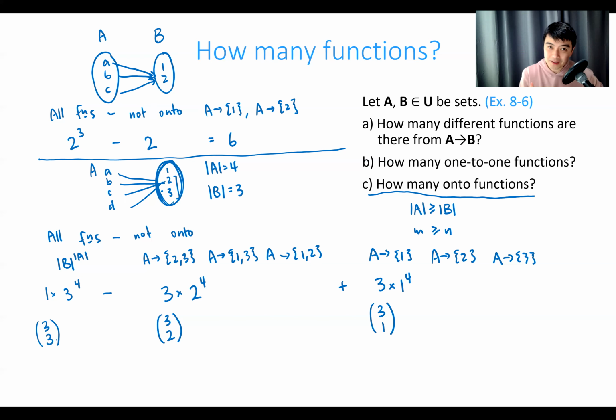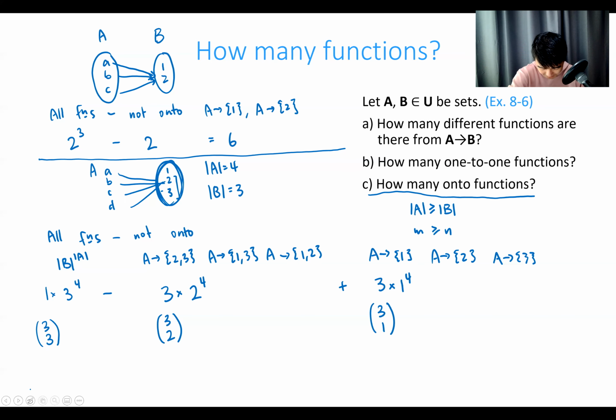If you really think about it, all the functions just means that I'm not taking any subset of the outputs. I'm using everything in the output. So it's really a 3 choose 3. So now I hope you can start to see a pattern developing for our number of onto functions.